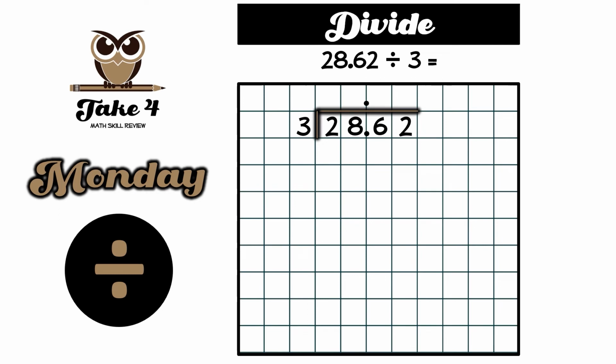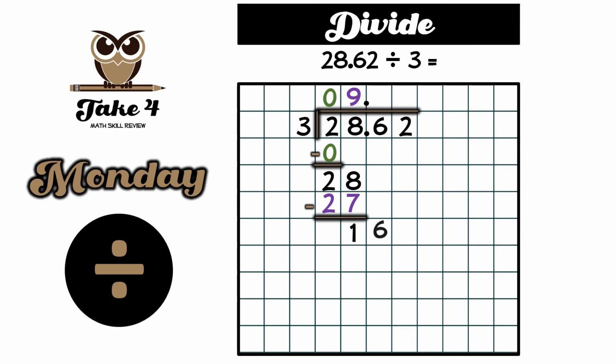3 is unable to divide 2, so I write a 0 in the quotient. 0 times 3 is 0. 2 take away 0 is 2. 2 is less than 3, so I can move on. Bring down the 8. 3 is able to divide 28 9 times. 9 times 3 equals 27. 28 take away 27 equals 1. 1 is less than 3, so I can move on.